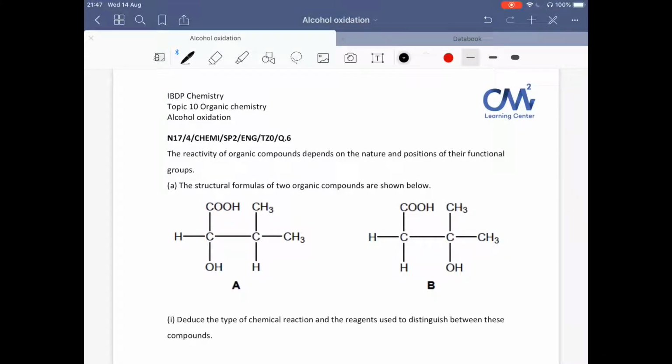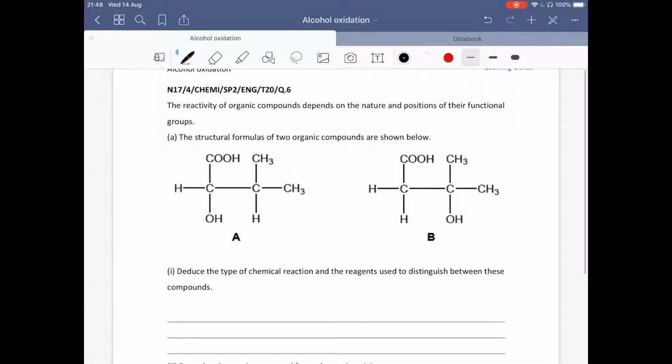In today's chemistry lesson, I'm going to talk about topic 10, Organic Chemistry SL part. It's alcohol oxidations. I chose this past paper question from 2017 November paper 2, time zone 0, question 6. The reactivity of organic compounds depends on the nature and the position of their functional group. So that gives you a hint: the position of their functional groups.